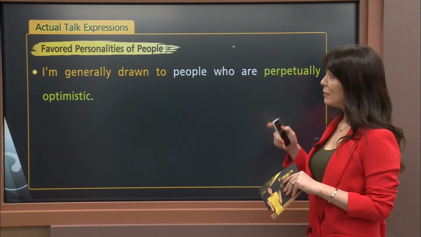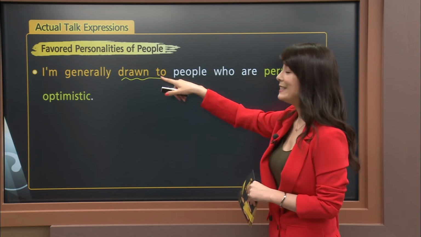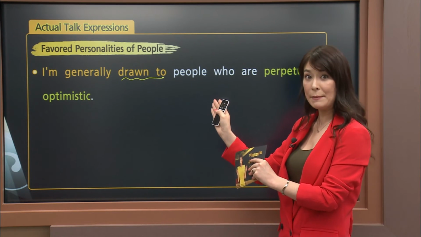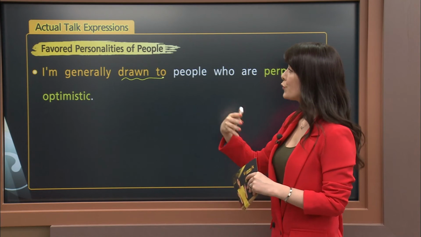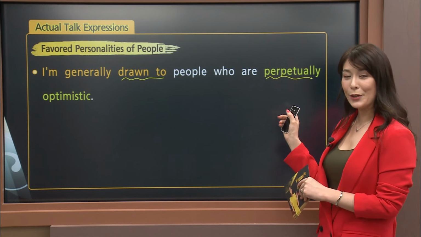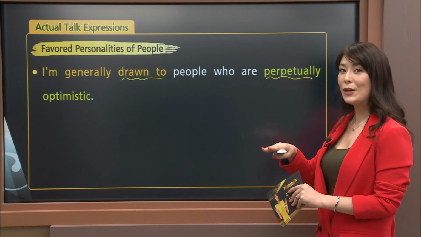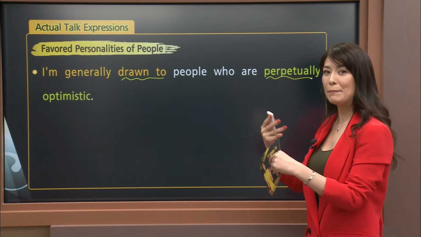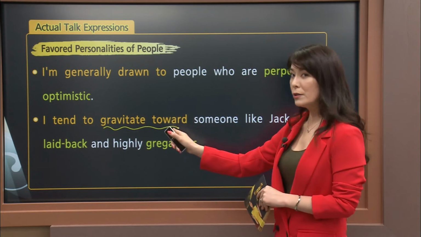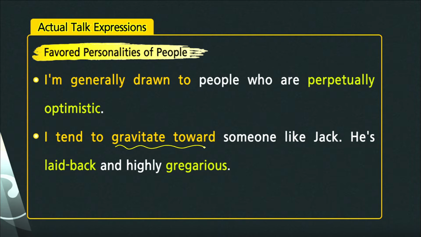All right, favorite personalities of people you can talk about. I'm generally drawn to. Remember, drawn to means attracted to. Simply put, you can say, I generally like people. Same thing. Let's practice this pattern. I'm generally drawn to people who are perpetually optimistic. This is what Rachel said about her friend Connie, right? Perpetually means what? Continuously, all the time, constantly optimistic. So you like people like this. Moving on, I tend to gravitate toward, also meaning I'm attracted to someone like Jack. He's laid back and highly gregarious.